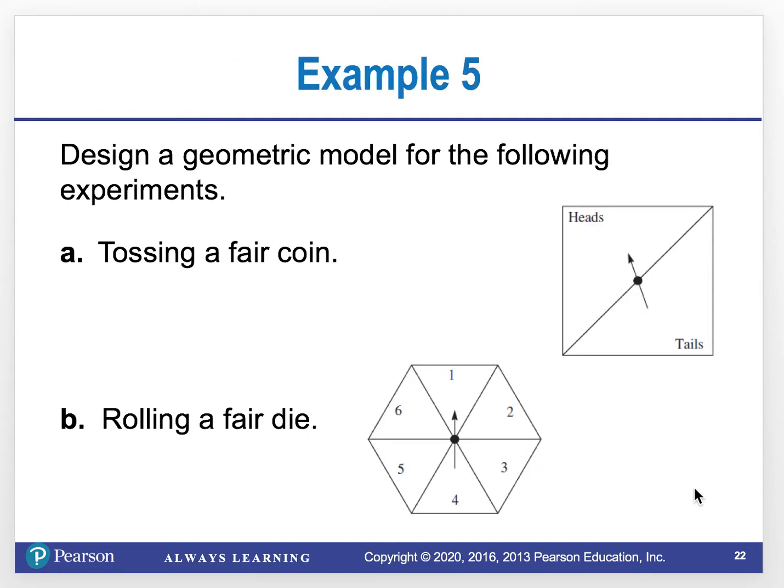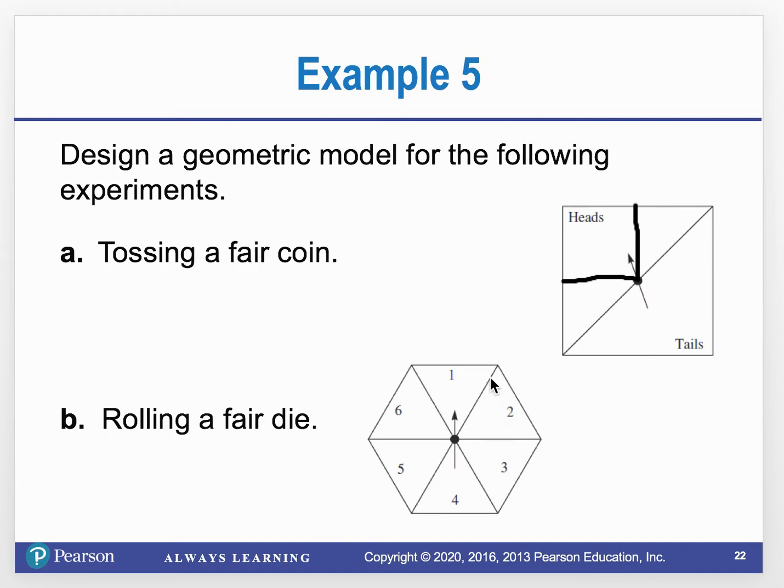Design a geometric model for the following experiments. Tossing a fair coin. A fair coin. Don't toss a coin, toss a fair coin. There's no particular reason why it has to look like this. It would have been perfectly fine had they drawn the line like this, or like this. Any way that just divides it up half and half, right? They've gotten a little creative here. But what would not represent it is if they had drawn it like that, right? That's not what's represented by the model.